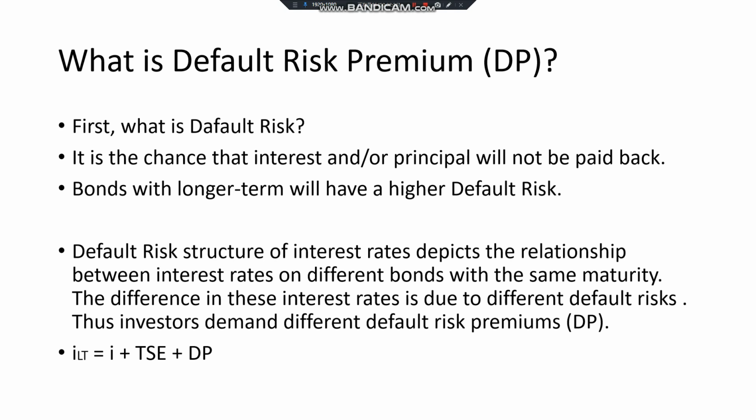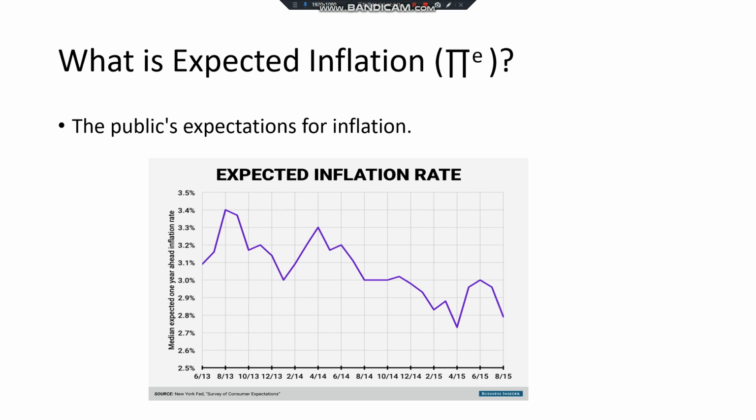What is default risk premium? First, what is default risk? It is the chance that interest and/or principal will not be paid back. Bonds with longer terms have a higher default risk. The default risk structure of interest rates depicts the relationship between the interest rates on different bonds with the same maturity. The difference in these interest rates is due to different default risks. Thus, investors demand different default risk premiums.